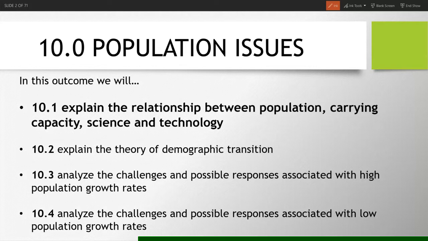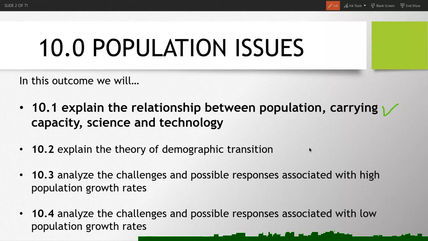The first one, 10.1, will be about explaining the relationship between population carrying capacity, science, and technology. Developments that humans have made in the past and continue to make today have had and continue to have impacts on population. So we'll look at some of the major stages in history that have contributed to that.